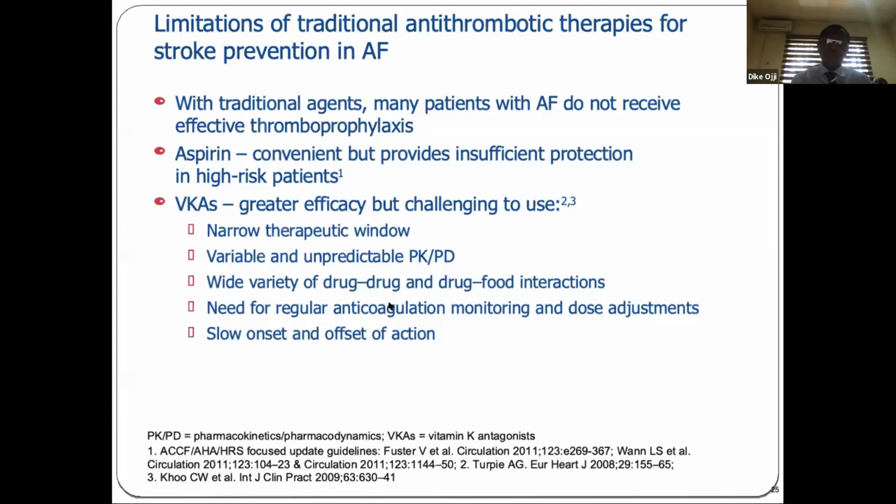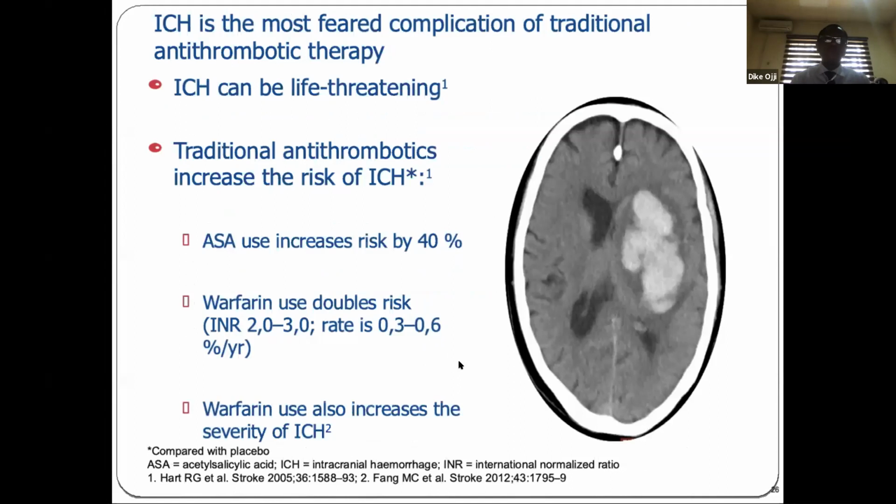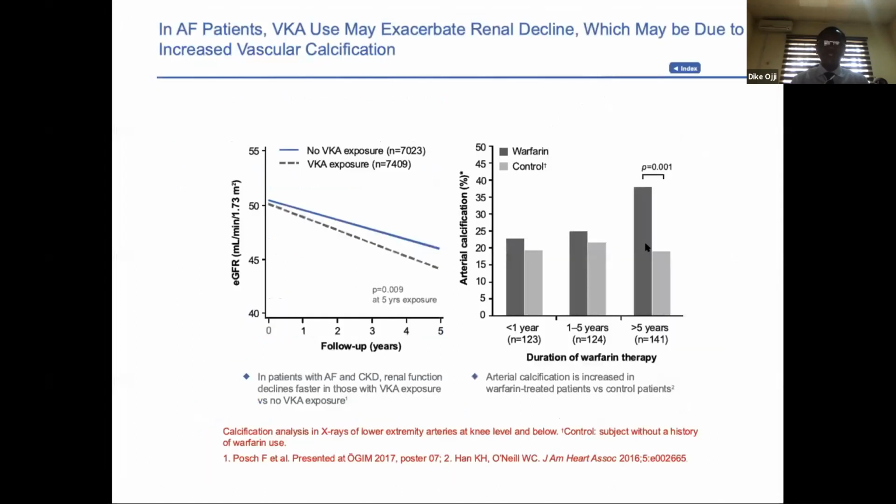And I bet you, I don't know if you have had that experience before, but I've had it, whereby you collect a patient's sample for INR and you send it to 2-3 labs, and they give you different results, and that has been an issue. Monitoring INR in them could be quite cumbersome and quite tricky. Also, the other issue about the traditional antithrombotic therapy has to do with bleeding into the brain. Don't think that aspirin is not an anticoagulant, it's antiplatelet, it's innocuous. It also increases the risk of bleed, as you can see, by 40%, while warfarin will double the risk of intracerebral hemorrhage.